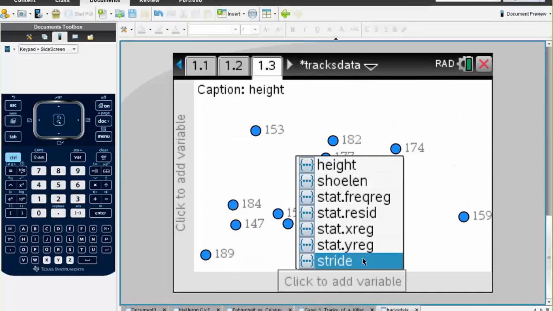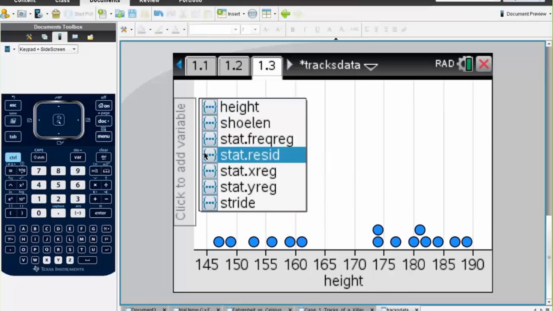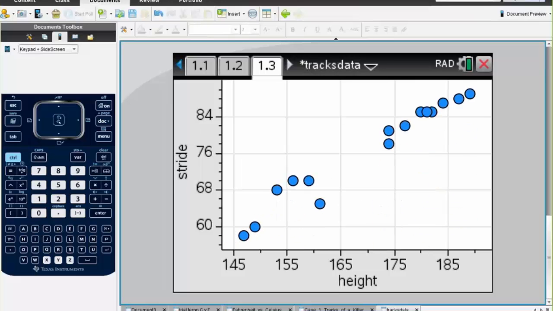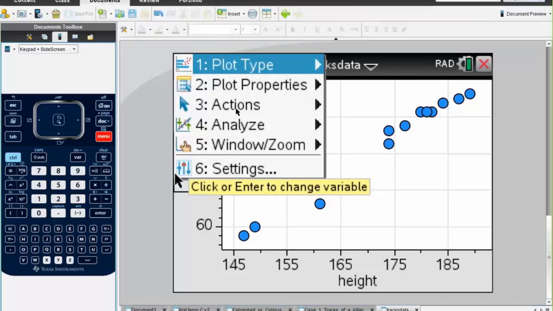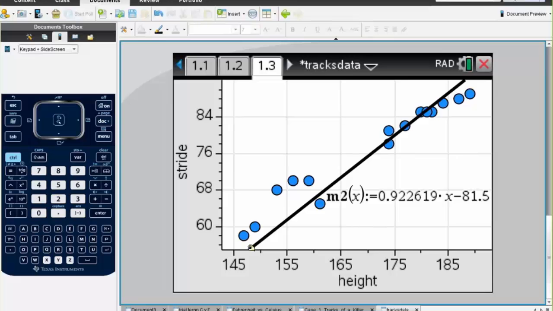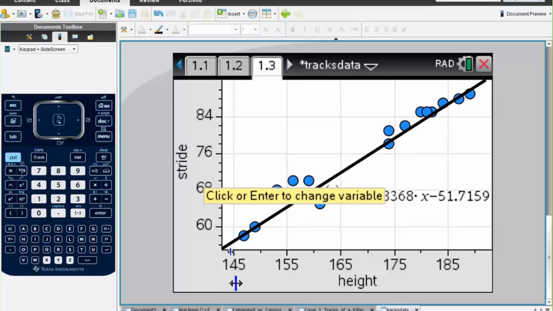Then you can do the same thing again, this time for height versus stride length. And we seem to have a much better set of data here, definitely much more linear. So again, go through that same process, add the movable line, and run your regression again.